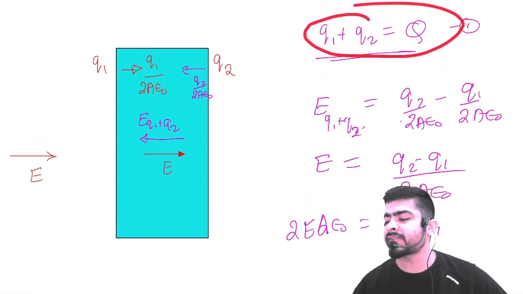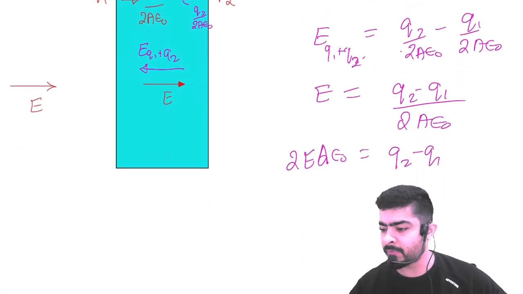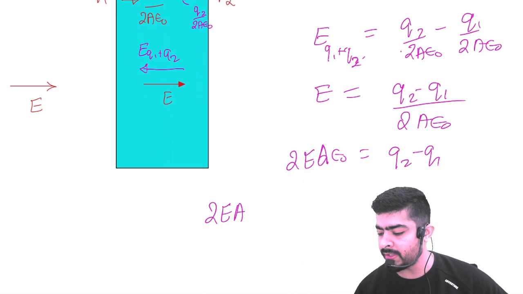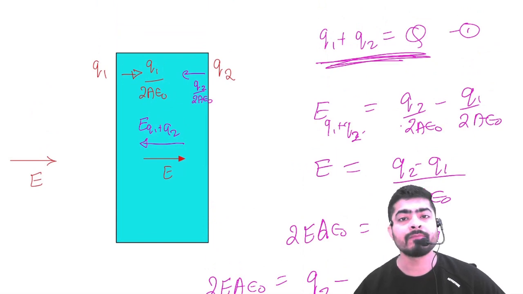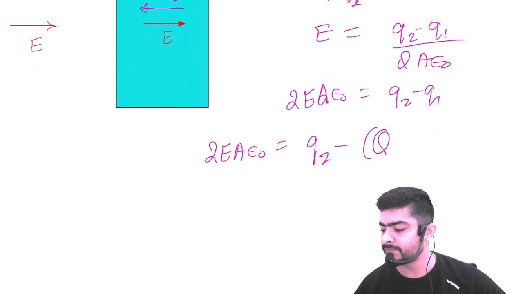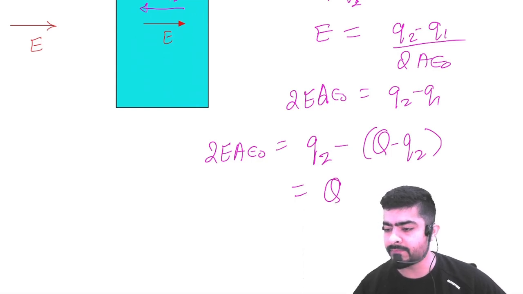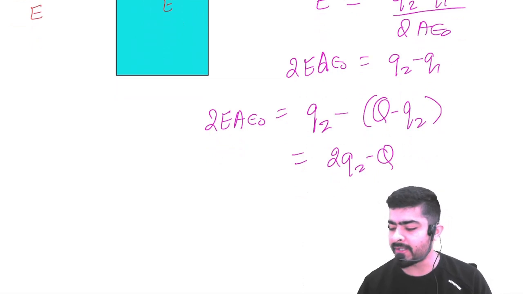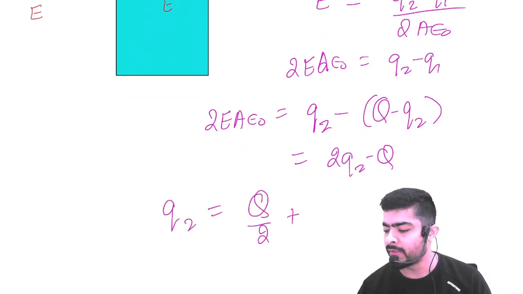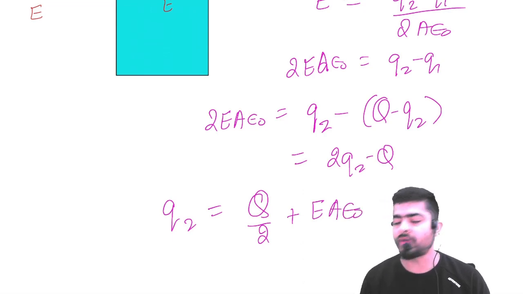Now Q1 plus Q2 is capital Q. So let's put that over here. 2EA epsilon naught equals Q2 minus Q1, and from this equation Q1 is Q minus Q2. So this is equal to 2Q2 minus Q. So finally I found the answer for Q2. This will be equal to Q by 2 plus EA epsilon naught.